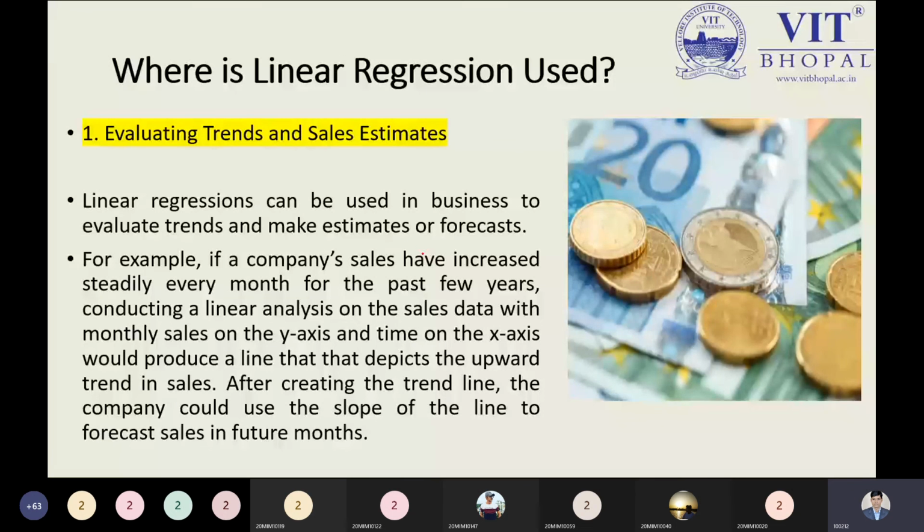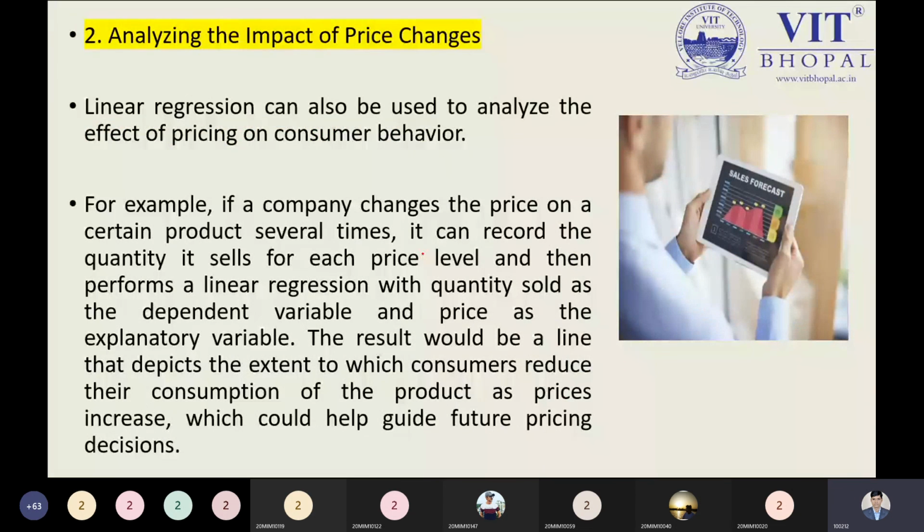Next, analyzing the impact of price changes. As I told you, the example of petrol hiking and food oil, which is hiking nowadays day to day or month to month. If we need to see the impact of the price change, in 2010 the petrol price was very low, but in today's era petrol is triple the cost compared to the year 2010. Definitely we can do the impact analysis with the help of such a model, that is a linear regression model.